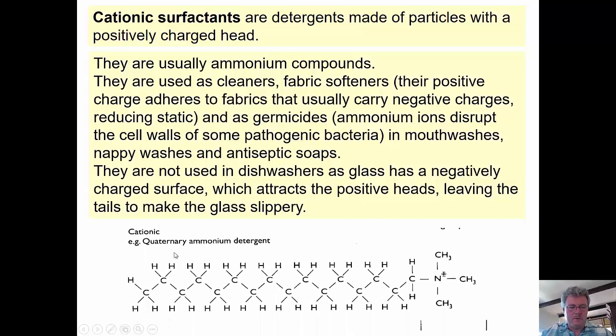An example of this one here, a quaternary ammonium detergent, and you can see the end there that would have formed that comes from an ammonia compound, that NH3, and here you've got other groups put in instead of the H's from ammonia.